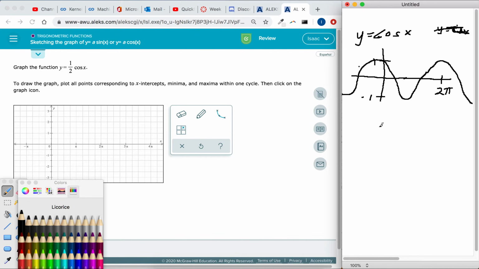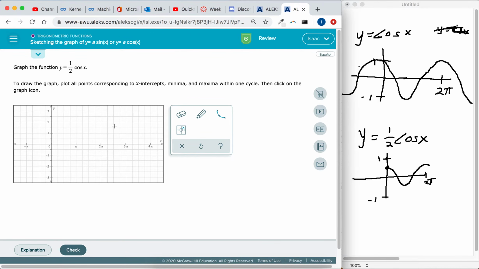But they said it's 1/2 cosine x. So what the 1/2 does is it changes the amplitude. If you multiply 1/2 to the outside of cosine x, that changes the amplitude from being 1 to being 1/2. So when I sketch this graph, I'm going to start halfway up between 0 and 1, go down to halfway down between 0 and -1, and then repeat myself. So at 2 pi, we should be repeating ourselves.